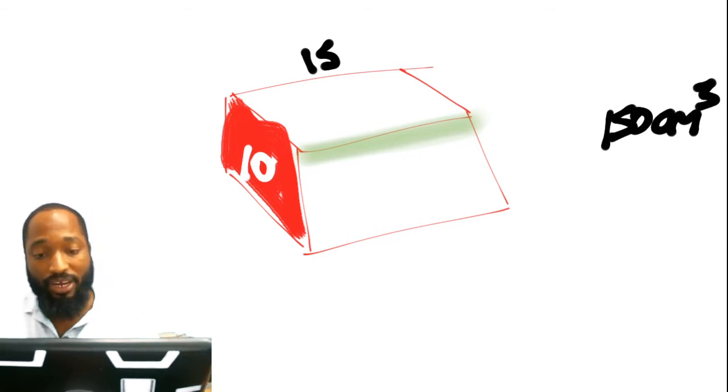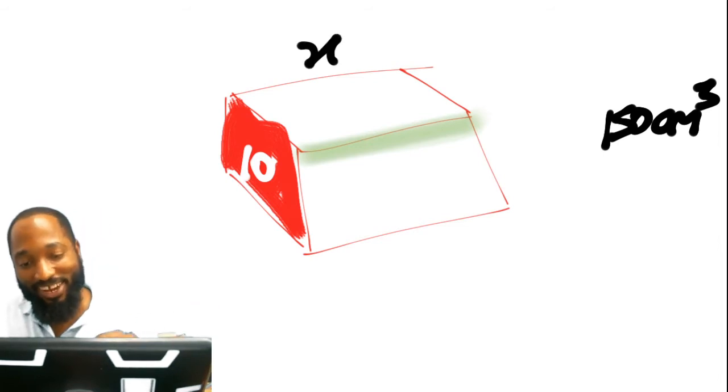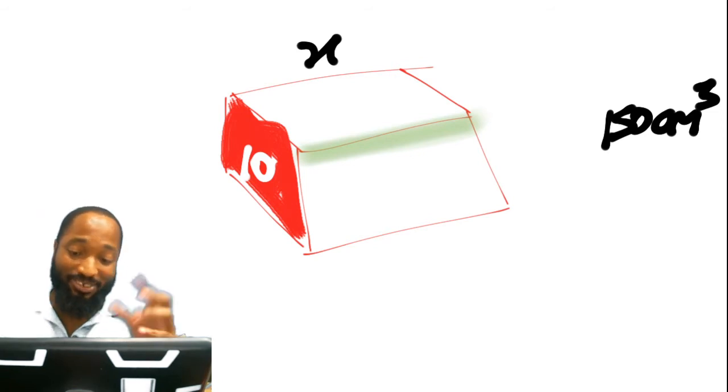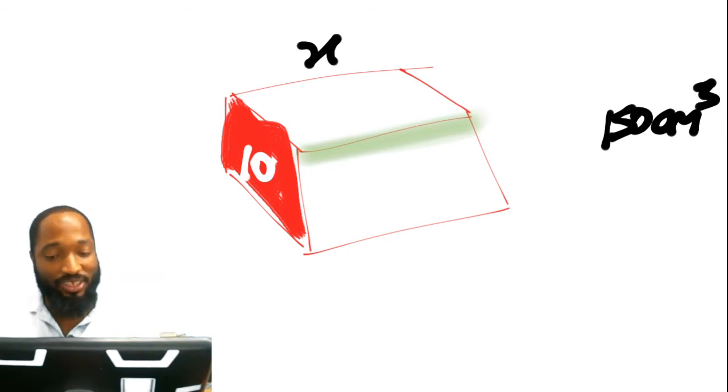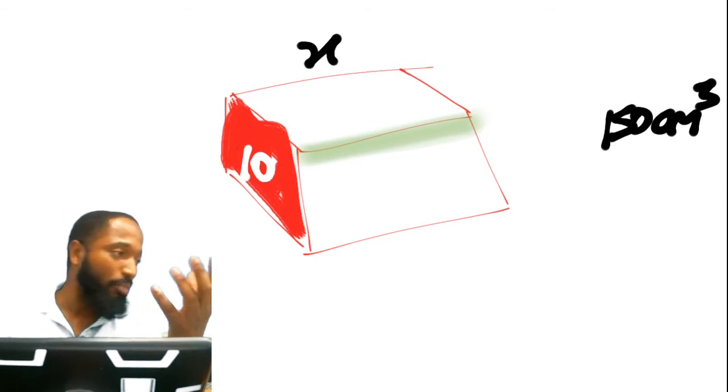But what if you didn't know about this 15? This 15 was a big mystery to you, and they put x, right? So you're trying to find out what x is. Well, then you need to figure out what number multiplied by 10 will give you the 150. That's how a prism works.